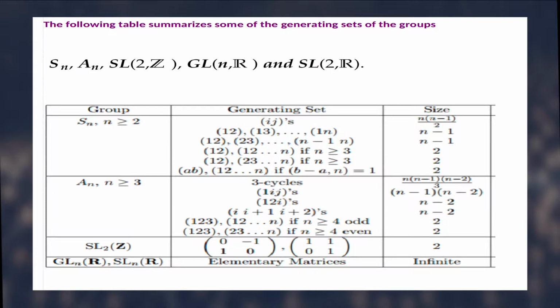Now take the group SL2 of integers. The generating set is the 2 by 2 matrix [0, -1; 1, 0] and the 2 by 2 matrix [1, 1; 0, 1]. Then the size is 2. For GLn of R, the real numbers, and SLn of real numbers, the generating set is the elementary matrices, and the size is infinite. We know very well that the generators can form a group.